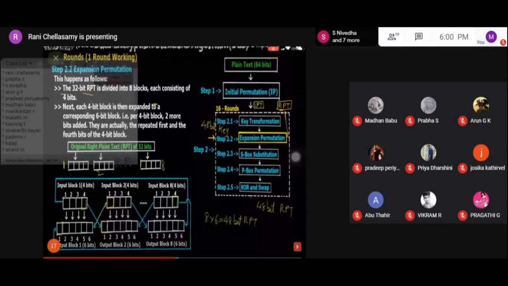So initially we have 8 into 4, 32 bits, which is converted into 8 into 6, 48 bits. So the 32-bit RPT gets expanded into 48-bit RPT.